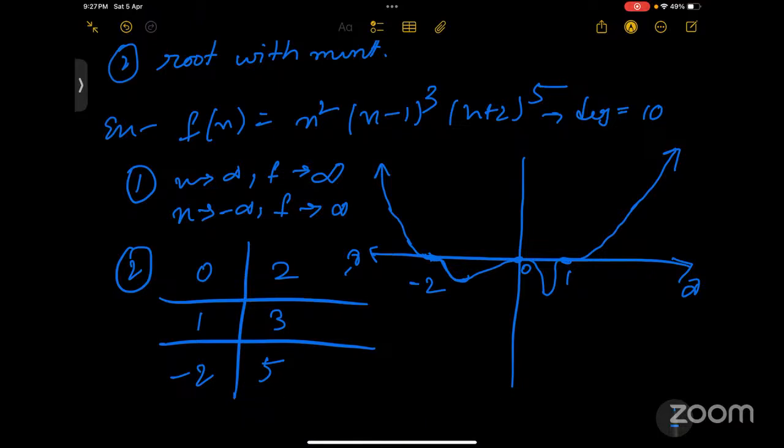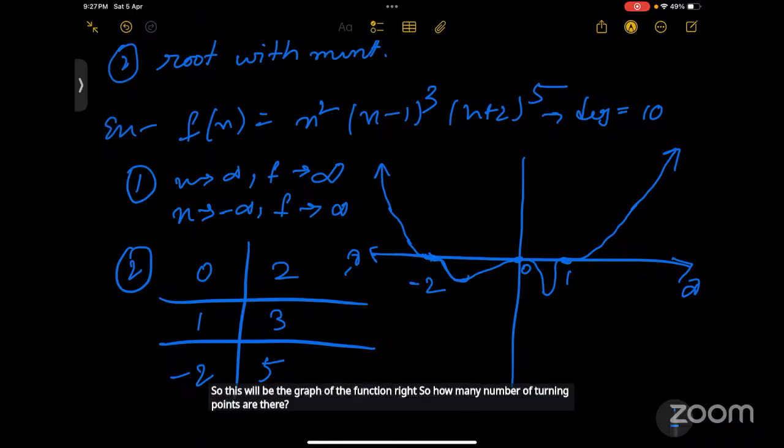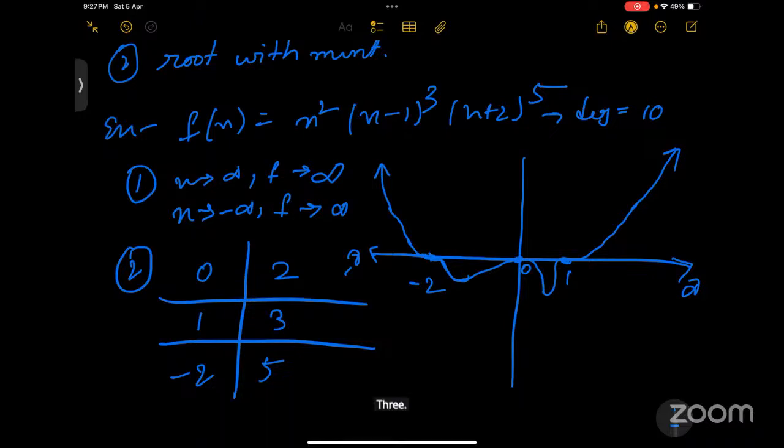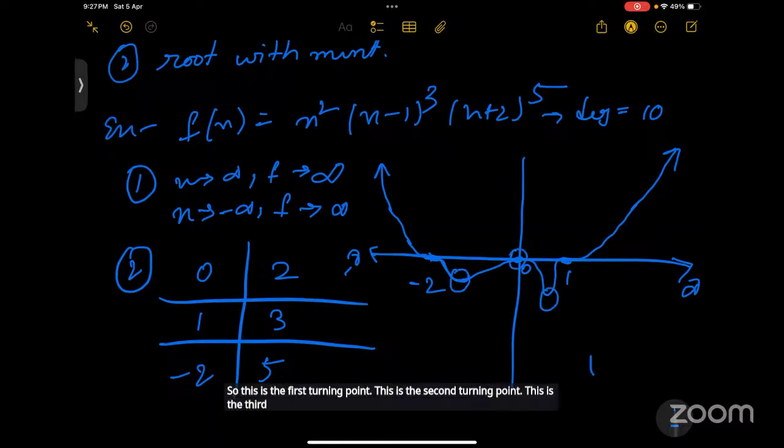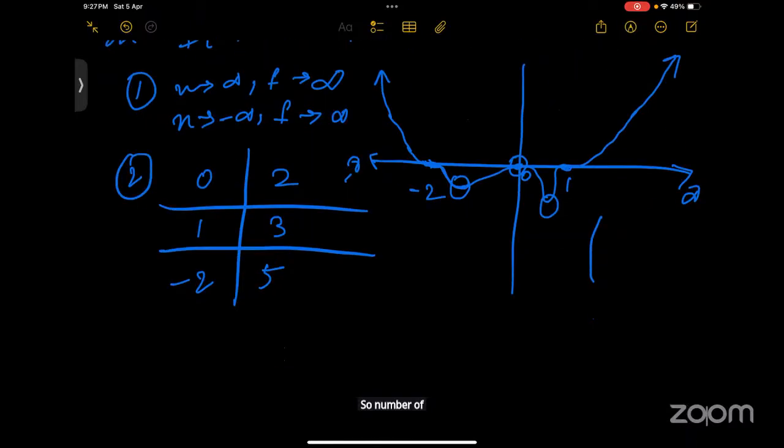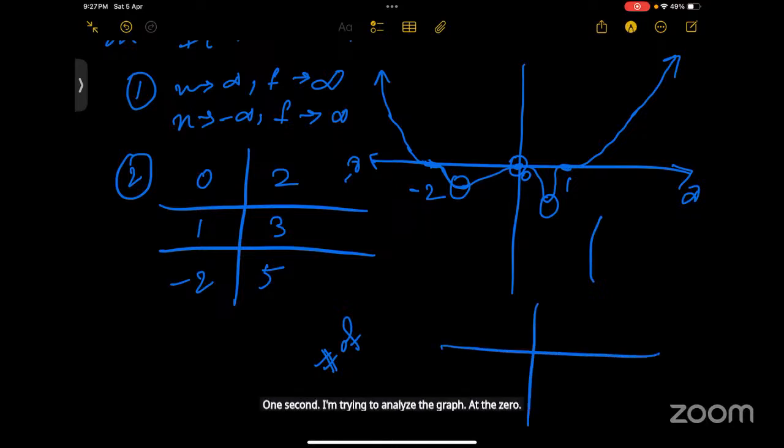So how many turning points are there? 3. Okay. So this is the first turning point, this is the second turning point, this is the third turning point, right? So the number of turning points is 3. Madam, one second, I'm trying to analyze the graph. At 0, I can draw the graph more. It is going like that. Then near 0, it is coming like that.